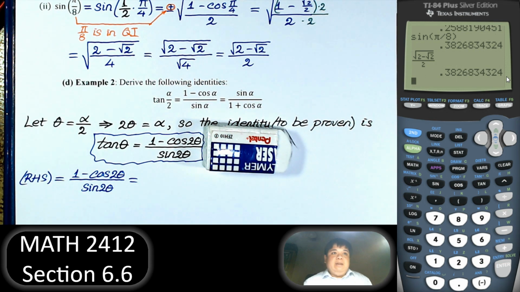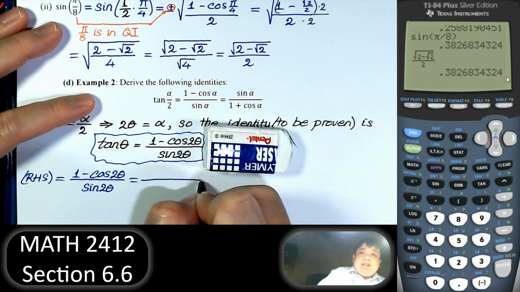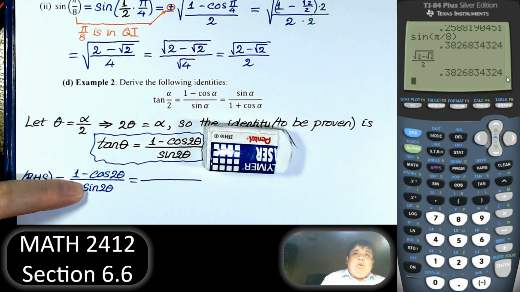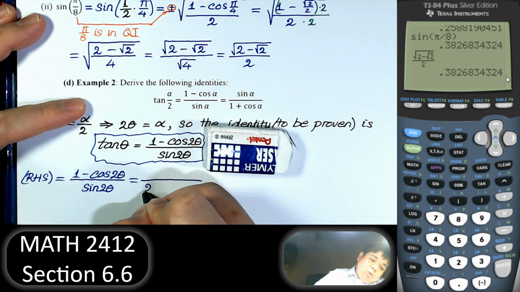On the left-hand side I have tangent. Keep in mind, if we want tangent on the other side, tangent is equal to sine over cosine. So whatever we use, it would be nice if we have sine on the top and cosine at the bottom. Well, for sine of 2 theta, there's only one formula, the double angle.